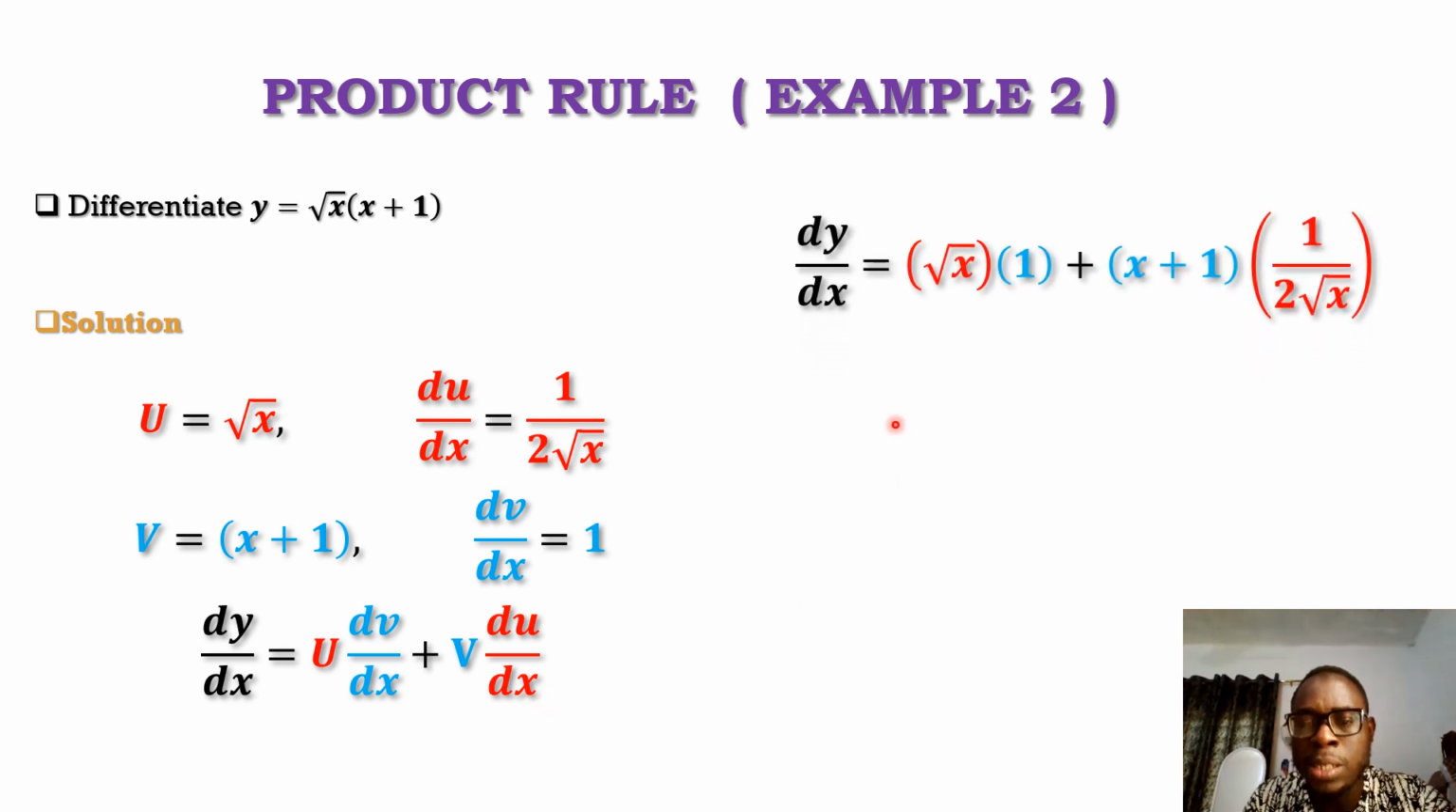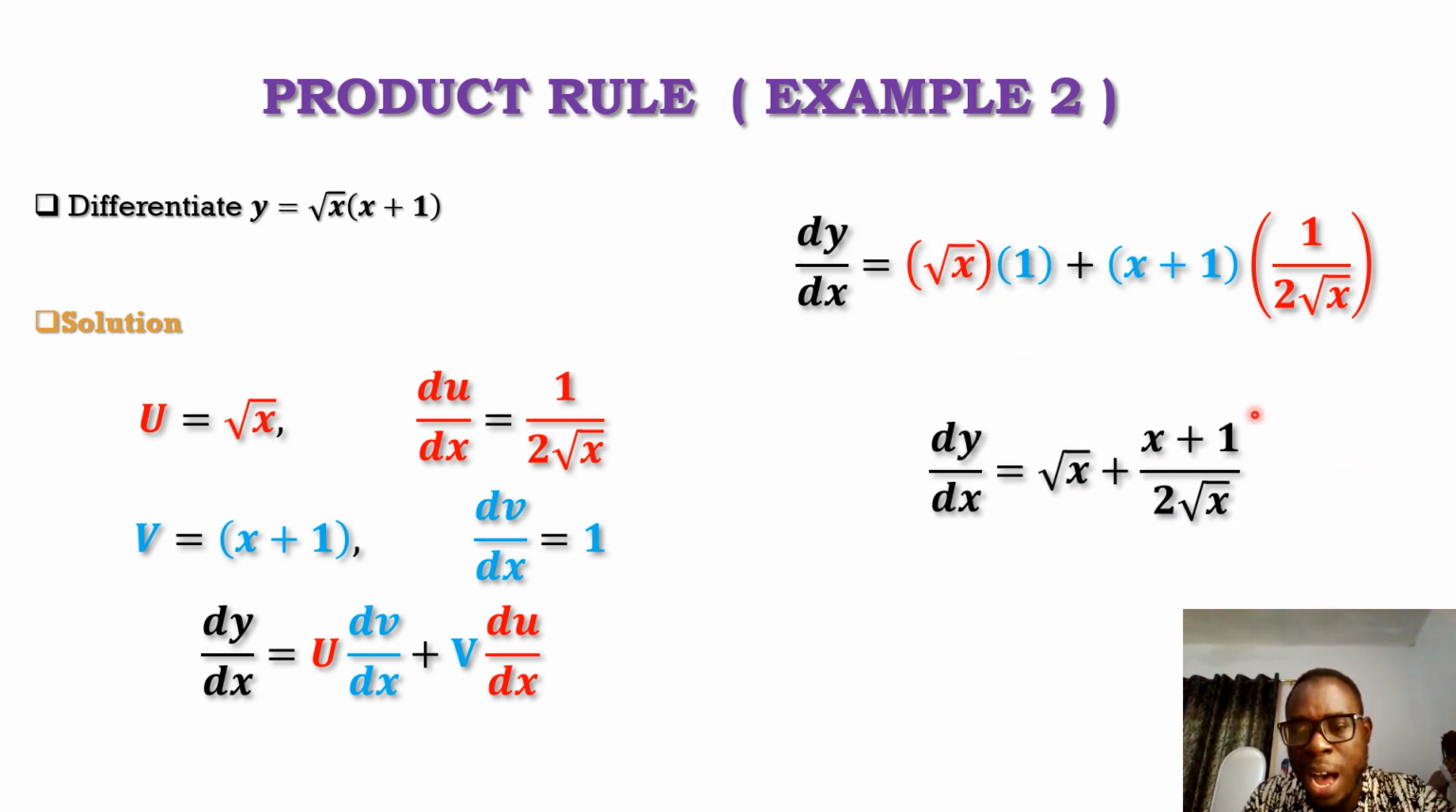So when we do this, we are going to end up with dy/dx equal to root x, which is the u. Then dv/dx is 1, here it is, plus v, which is x plus 1. Then du/dx is equal to 1 divided by 2 root x, here it is. Then the next thing is for us to simplify this particular expression to get our dy/dx equal to root of x plus 1 divided by 2 root x. So that is the solution for example 2.